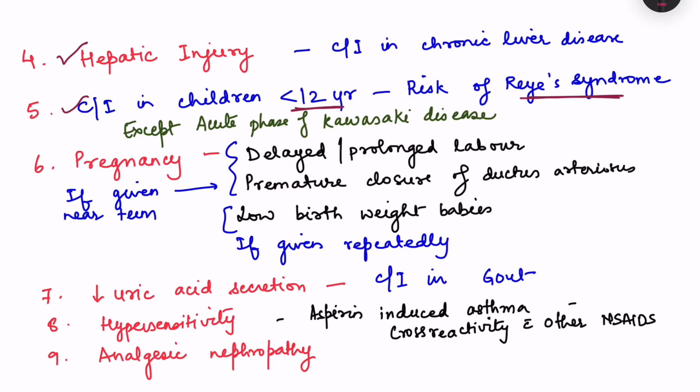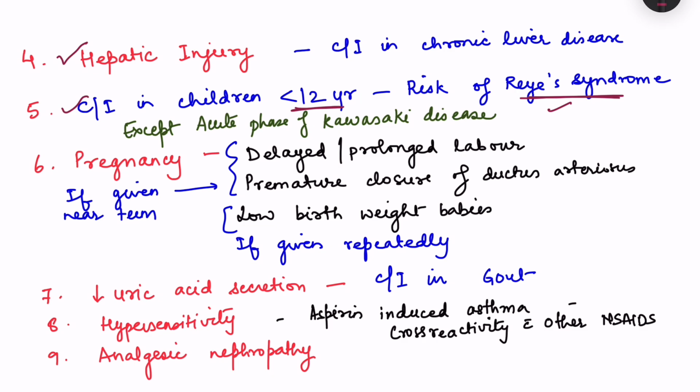Reye's syndrome is basically a condition in which there is hepatic encephalopathy. There can be hepatic failure which leads to encephalopathy. It is a rare condition, but it can occur in children having a viral infection. And this aspirin is antipyretic, isn't it? So if you give this antipyretic to a child with a viral infection, then it increases the risk of Reye's syndrome. So it is contraindicated.